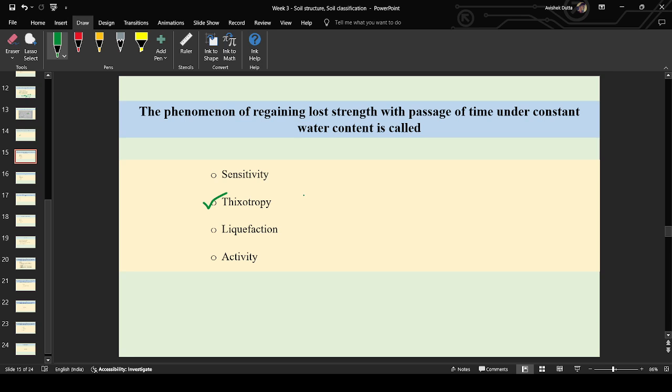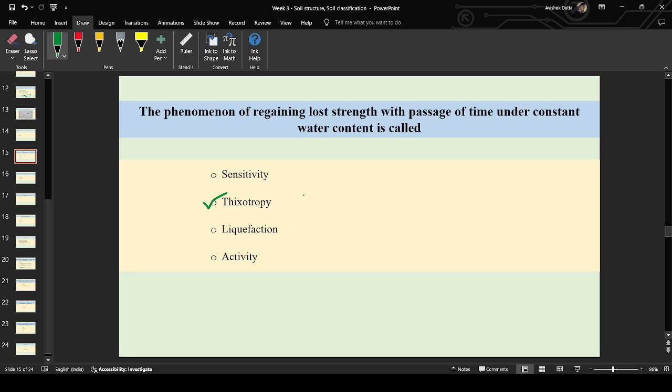What is sensitivity? Sensitivity is the degree of disturbance due to remolding. Okay. Someone said liquefaction. It's the loss of strength. Regaining lost strength is thixotropy. The loss of strength and stiffness because of saturation, which can also occur during seismic events, this is liquefaction.